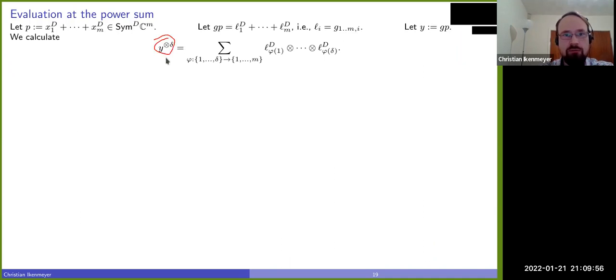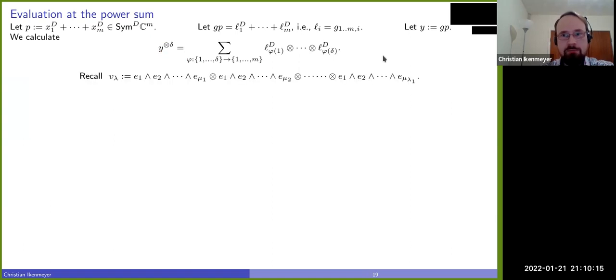Okay, now I have to actually calculate this value, and you already see that if you expand this, you get the sum over all maps. So this already looks like the thing in the theorem, where you're summing over all maps, and this is exactly the sum over all maps. And yes, so we take this vector.